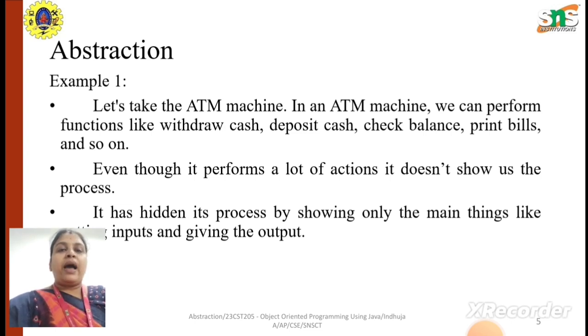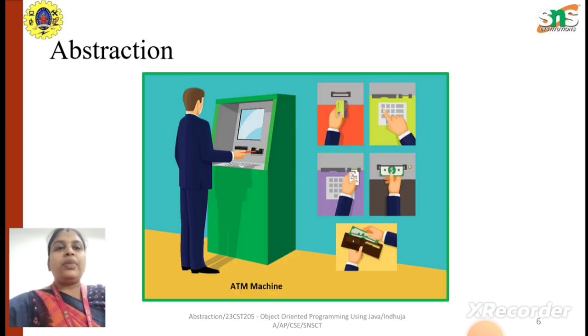These are the background processes that are not necessary for the user. Even though it performs a lot of actions, it doesn't show us the process. It has hidden its process by showing only the main things, like the input and giving the output. So this is one of the best real world examples of the abstraction concept. So the best example is the ATM machine.